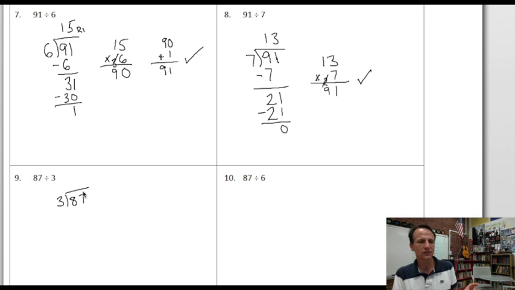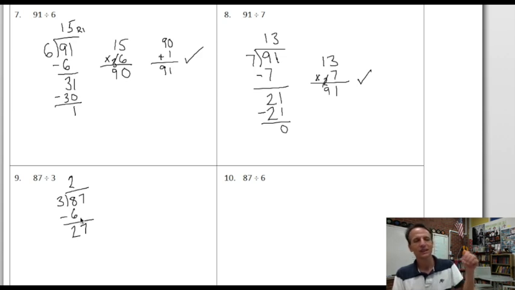So how many 3s in 8? 3, 6. Okay, there are 2 3s in 8, because 2 times 3 is 6. We subtract out those 6 boxes of 10 donuts, leaves us with 2 boxes of 10 donuts. And because we have 3 people, we have to open up those boxes and with those 20 donuts and combine it with the 7 loose donuts we have. So how many 3s in 27?